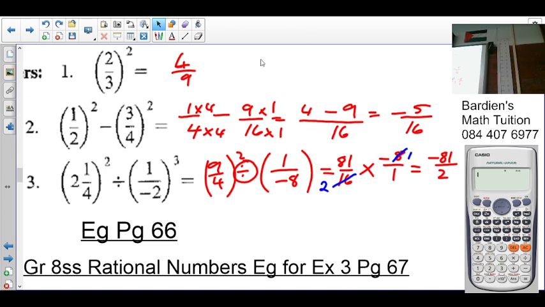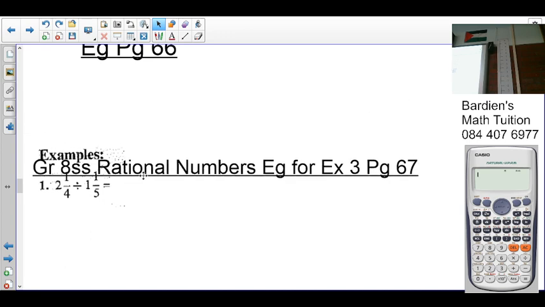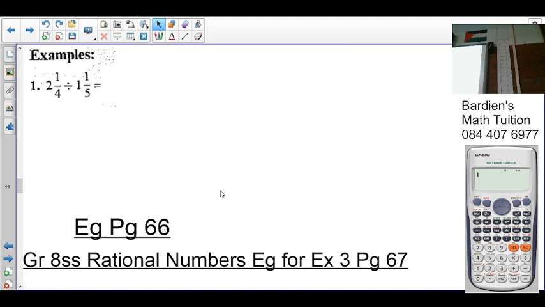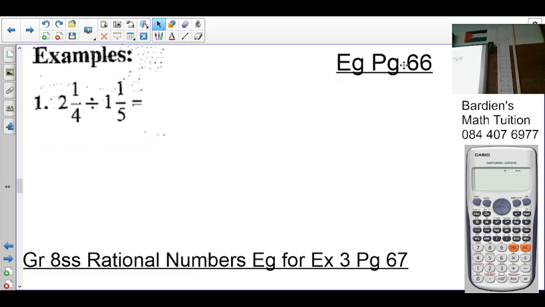Okay. So this is just a refresh on what we have done in term 1 as well. So this is not new to you, no? Right. Now we're going to look at the examples on page 66. So you've got 2 1/4 divided by 1 1/5. So what do I do first? Improper fraction. So it's going to be 9 over 4 divided by 6 over 5.